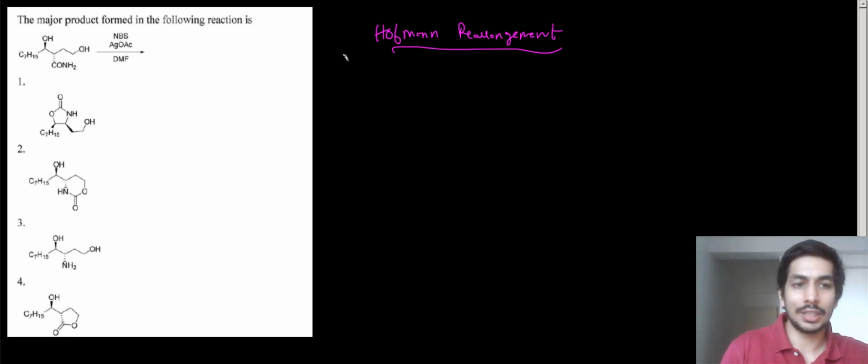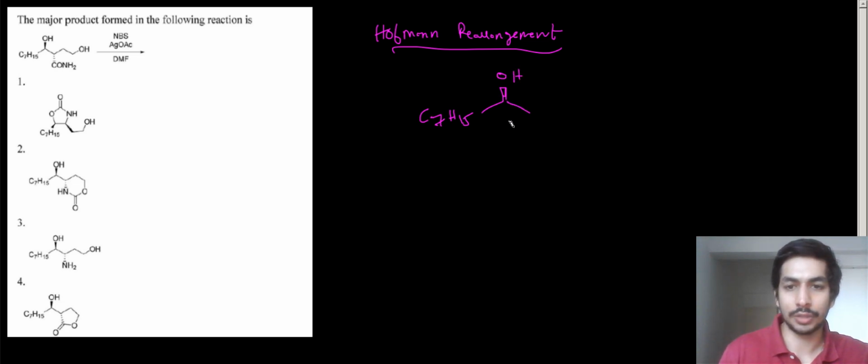So in this case, what is going to happen? This is going to act as an electrophilic bromine source. So first you need to identify what the most nucleophilic site in the substrate is, because that is where the bromine is going to get attached, right?